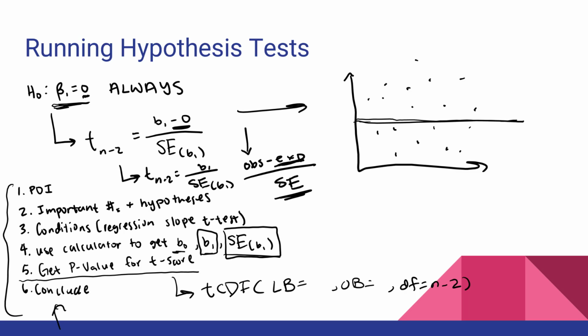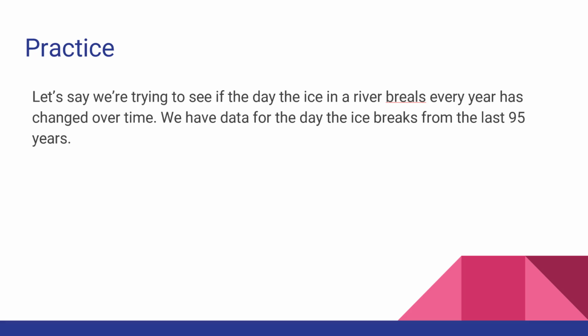So here we have some practice for our hypothesis test. The question basically says, we're going to see if the day the ice in a river breaks every year has changed over time. We have data for the day the ice breaks from the last 95 years. I'm not actually going to list it out, but I'll just give you the numbers that you need.